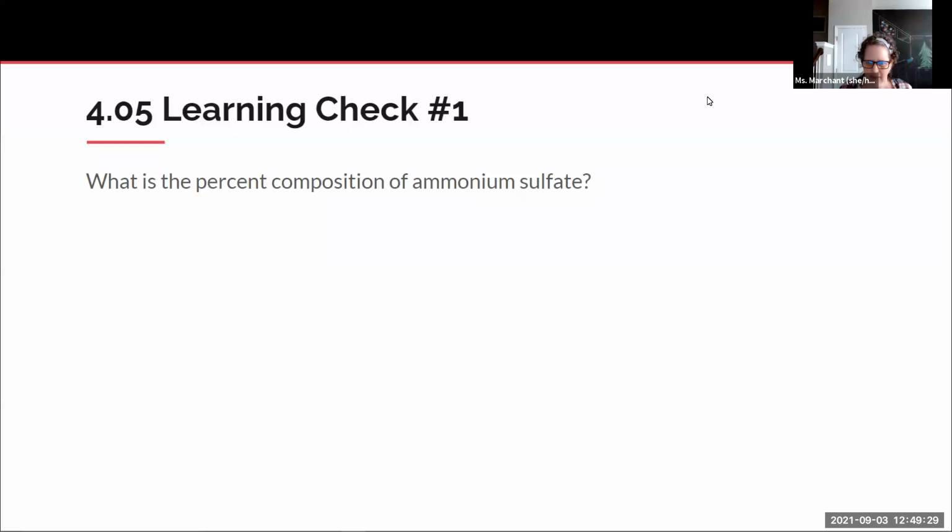All right, here is Learning Check 4.05. There are two ones today. The first one is, what is the percent composition of ammonium sulfate? So go ahead and hit pause. And welcome back. Percent composition.